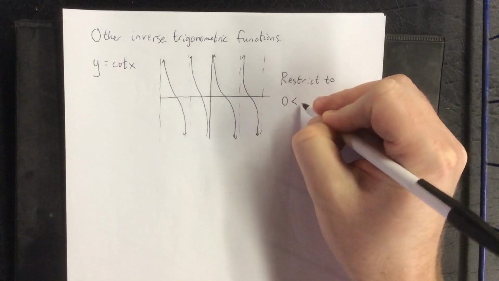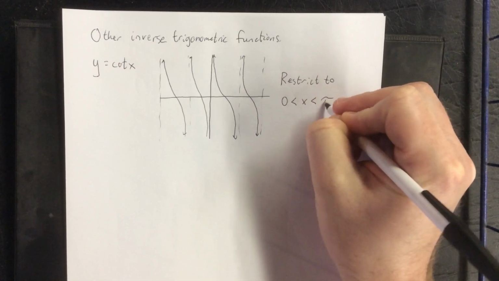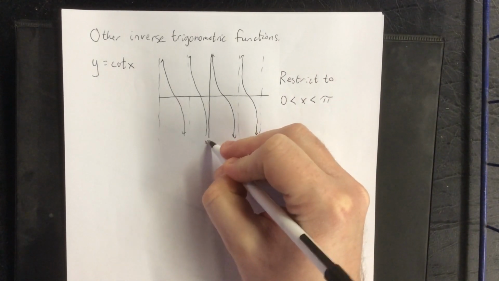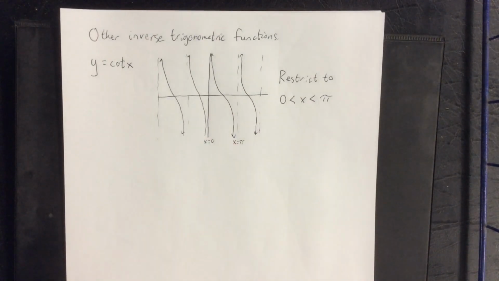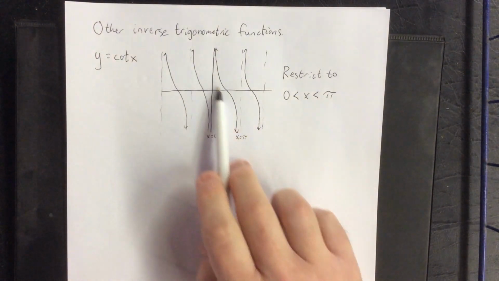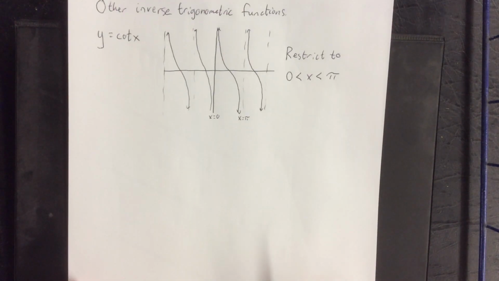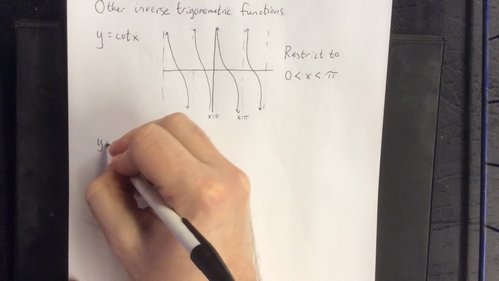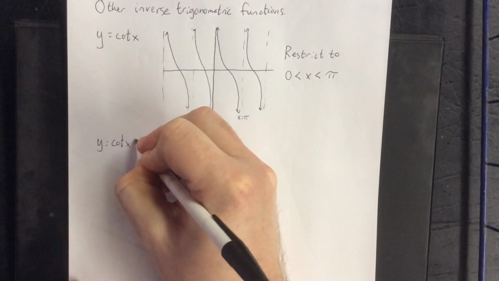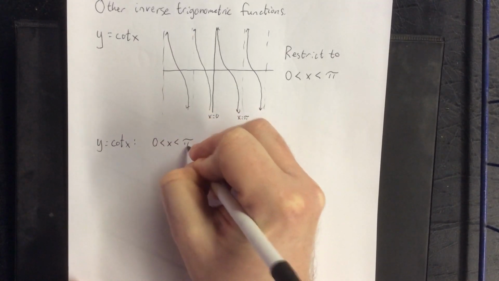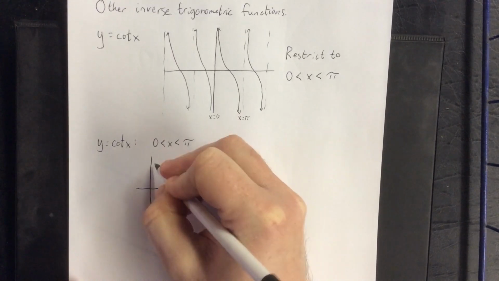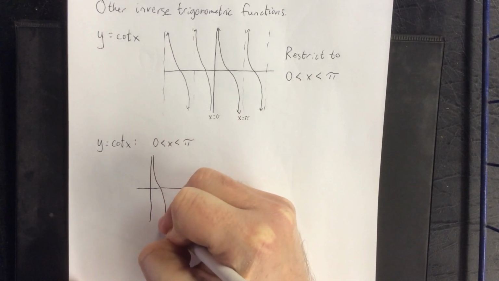So the restriction that I'm going to be making use of will be the following restriction. Here's a vertical asymptote at x equals 0, and here's a vertical asymptote at x equals pi. What we're going to do is grab this portion of the cotangent function and work with just that portion. So with that restriction in place, the function becomes one-to-one. It now passes the horizontal line test.